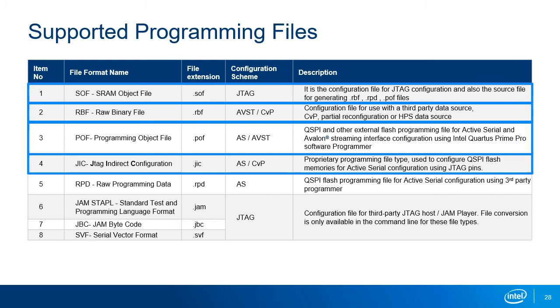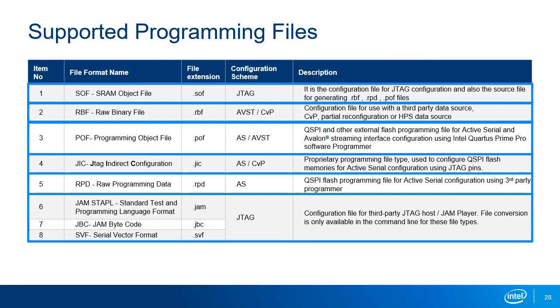5. RPD, or raw programming data, is a QSPI flash programming file for active serial configuration when using a third-party programmer to program the QSPI flash device. For 6, 7, and 8, the JAM, JBC, and SVF files contain JTAG instructions, which allow a third-party host to access the configuration file. The JBC file stores programming data for programming, configuration, verifying, and blank checking one or more devices in a JTAG chain in binary format. JAM files are similar to JBC files, but use ASCII format.